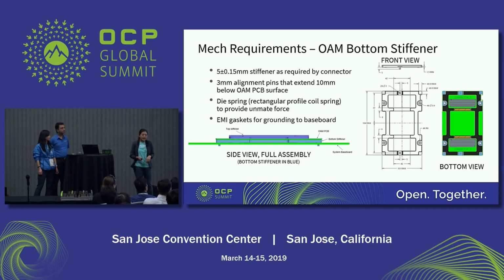Also on the bottom stiffener, we have 2 3-millimeter alignment pins that sit at 5 millimeters from the center line. Those are used for alignment as well as orientation. We also have 4 die springs. They sit in 8-millimeter counterbores that are in the same locations as the mounting holes. Those die springs really assist with the unmating of the Molex mirror Mezz connector. Just because of the really high pin counts, we have fairly large unmate forces. Finally, we have 2 EMI fabric over foam gaskets that are located north and south of the connectors, and those are used for grounding to the baseboard.